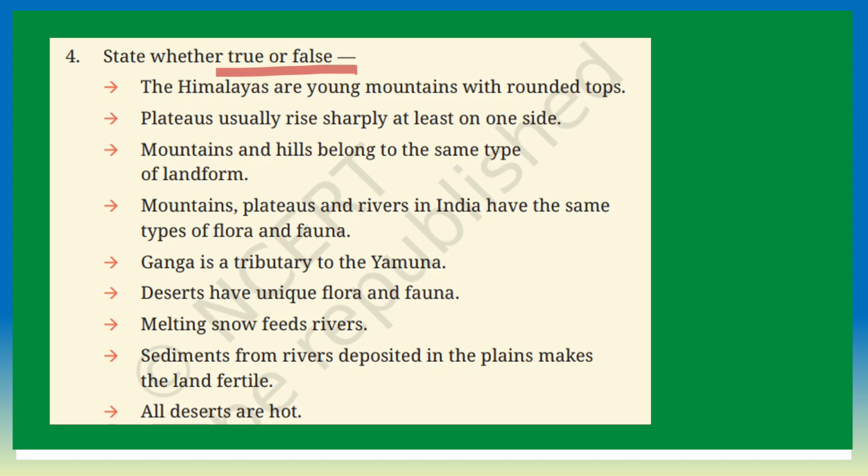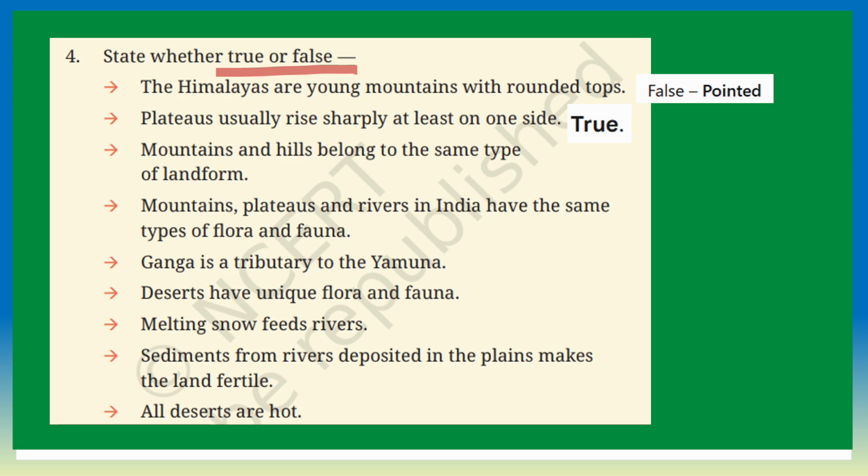State whether true or false. The Himalayas are young mountains with rounded tops. Is it true? False. Why? They are young mountains but have sharp peaks, pointed peaks, not rounded tops. Next one, plateaus usually rise sharply at least on one side. This is a true statement. They often have steep slopes on at least one side.